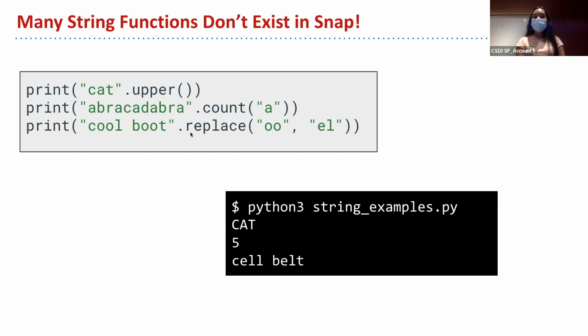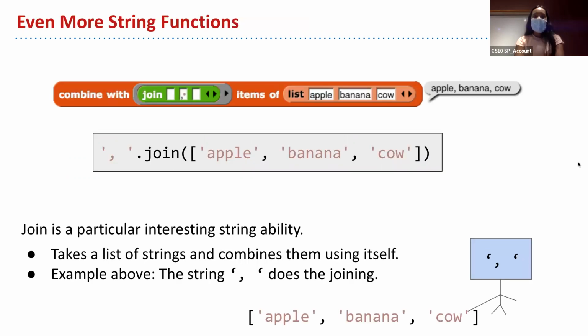And then this one is also kind of cool. You can do dot replace and give it 2 inputs, and it'll replace every instance of the first input with the second input. So it'll replace every OO with EL. So we see that cool boot becomes cell belt. So those are just some more functions. Again, you don't have to memorize all these, but this is just to give you a look at what kinds of things you can do in Python.